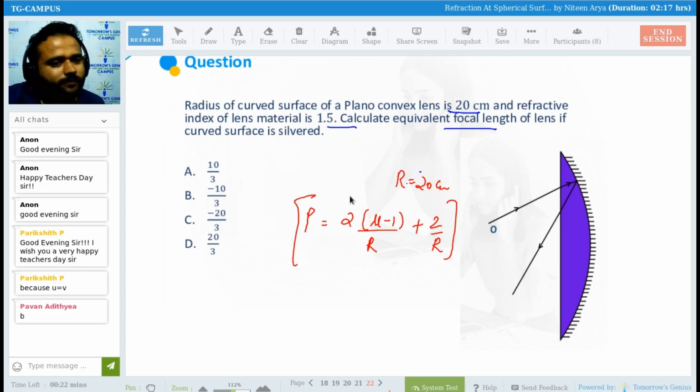Okay, let me check. If it is a mirror, because it is the silvered part, right? So it is going to be minus of 1 by f. For minus of 1 by f, you need to apply the minus sign. Clear? So use that. The answer is C.